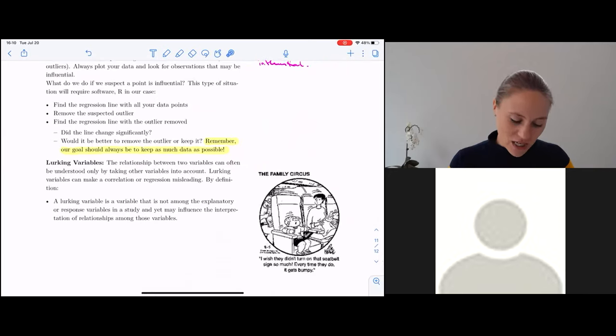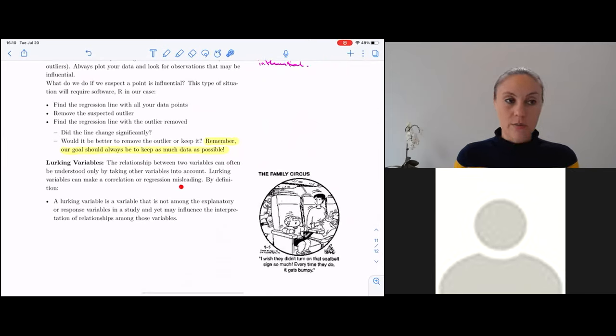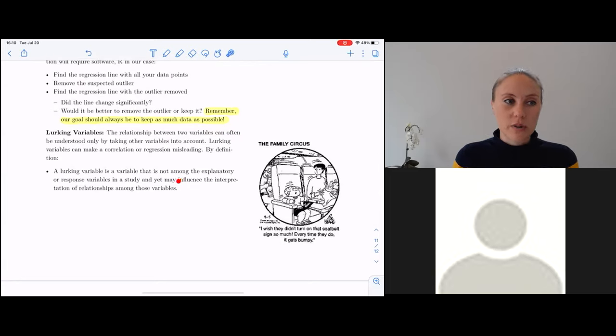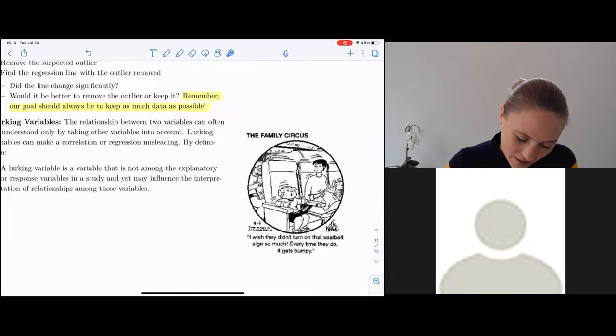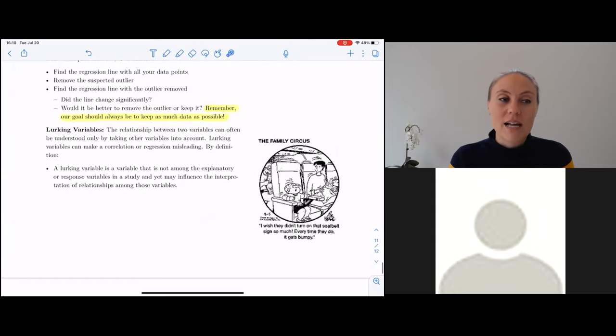The last thing I want to mention is lurking variables. There could be something else going on below the surface, and lurking variables can make a correlation or a regression misleading. A lurking variable is one that's not among the explanatory or response variables, and yet may influence the interpretation of relationships among those variables. The cutest example I could find was: I wish they didn't turn on the seatbelt sign so much, because every time they do, it gets bumpy. There's that lurking variable, and that's the last main thing I want you to remember when you're looking at regression lines, fitting lines of best fit, and looking at correlation.